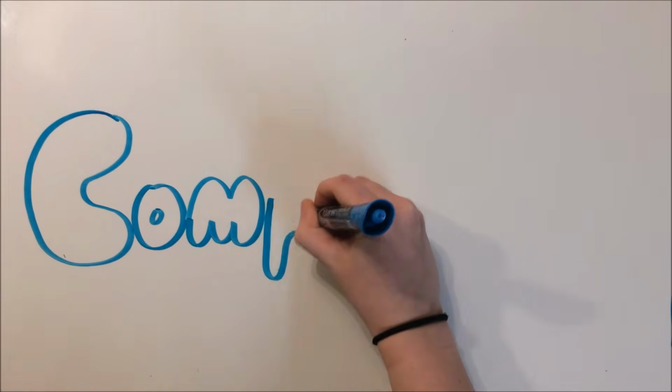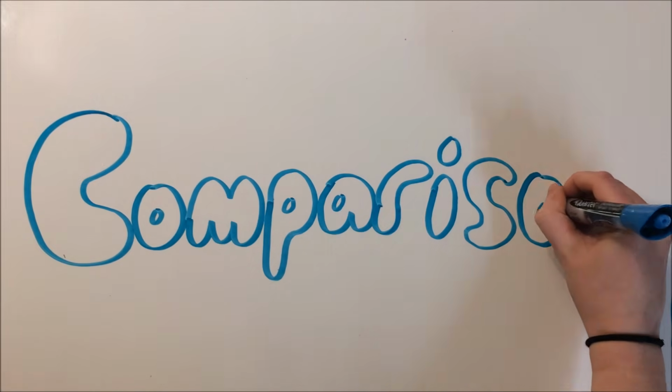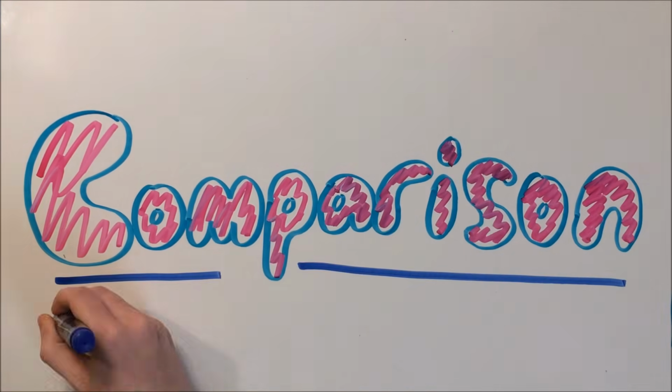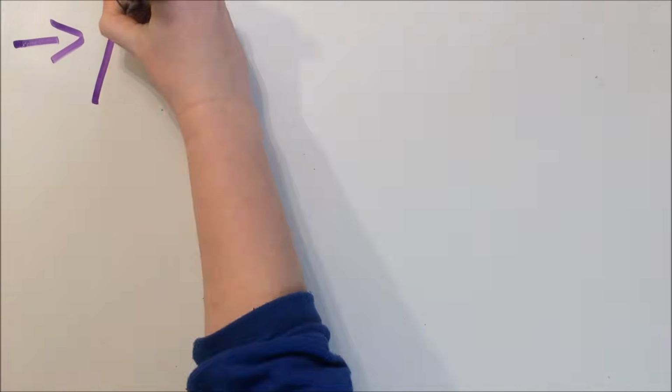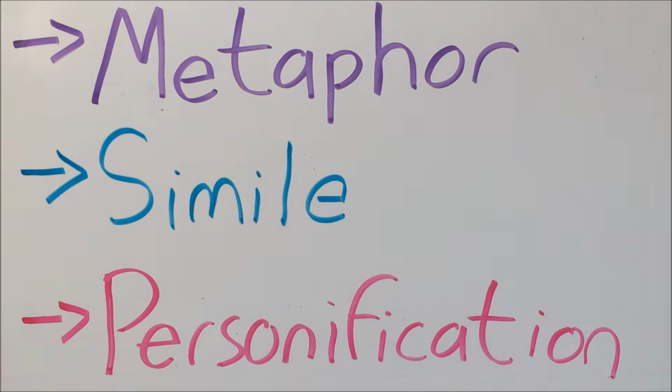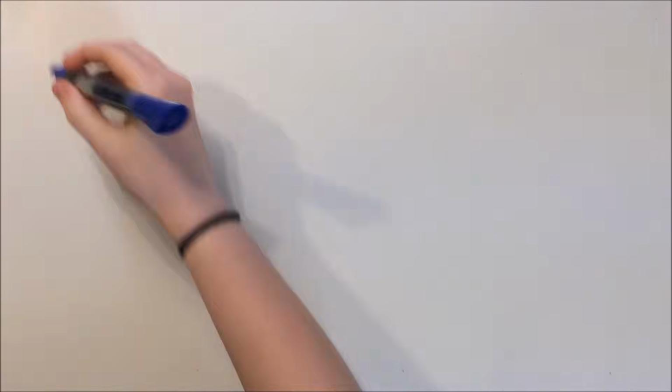Hey, it's Claire, and I'm going to be talking about literary terms within the category of comparison. I'm going to focus on three types of comparison: metaphors, similes, and personification. I'm going to start with metaphors.